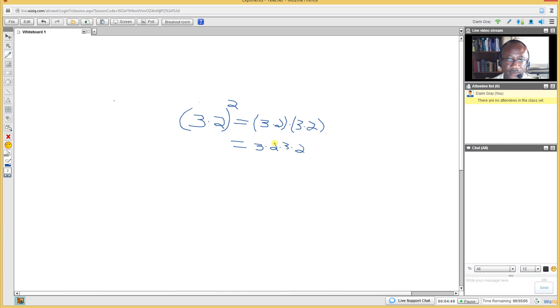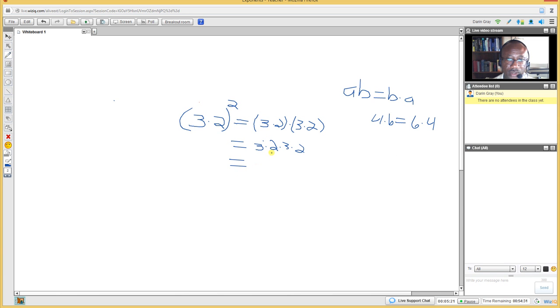Now, you should have covered in the review session, if you don't know, or if you do know, there's something called the commutative property. So let's look at that right quick. A times B is the same as B times A. So 4 times 6 is the same as 6 times 4. So it doesn't matter the order. We can change the order. So let's do that here.